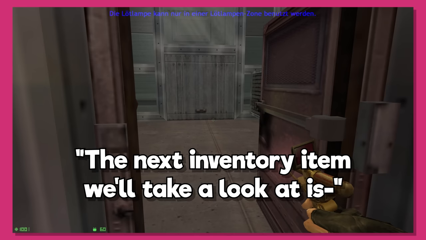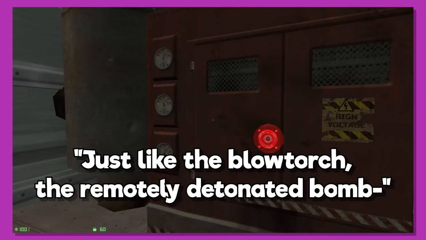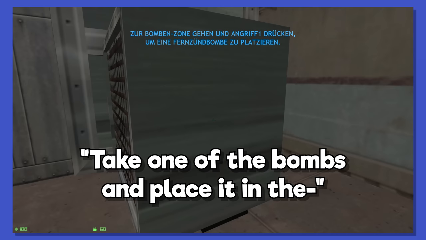Als nächsten Ausrüstungsgegenstand sehen wir uns genau wie die Lötlampe. Lässt sich die funkgesteuerte Bombe. Nur nehmen Sie die Bomben und legen Sie eine davon auf der Aus. Danach gehen Sie in Deckung und drücken die Feuertaste, um die Bombe zu zünden.